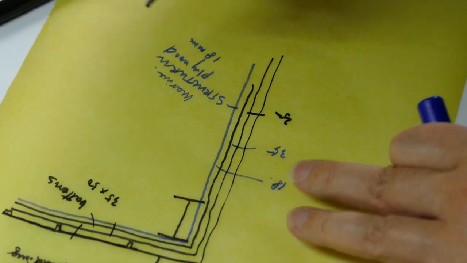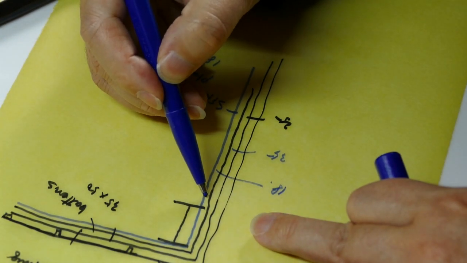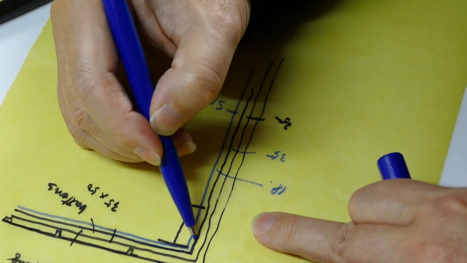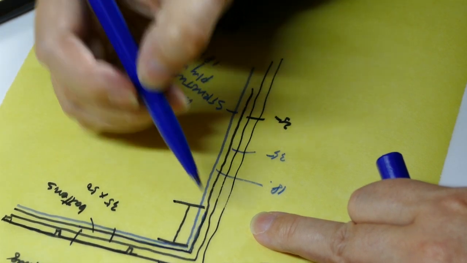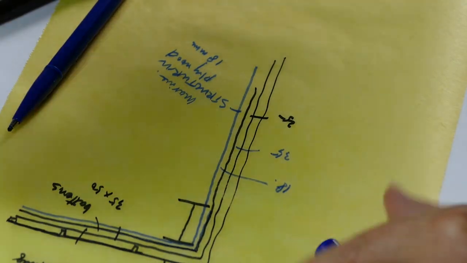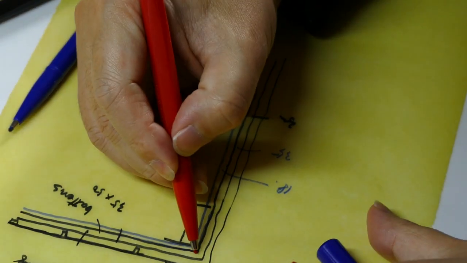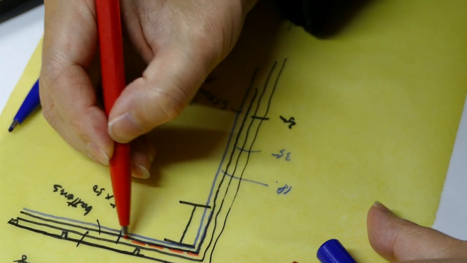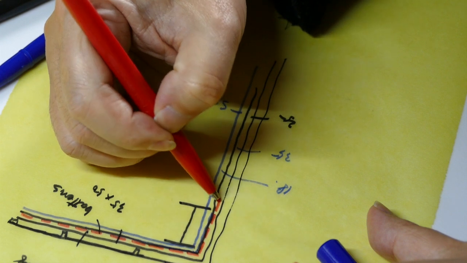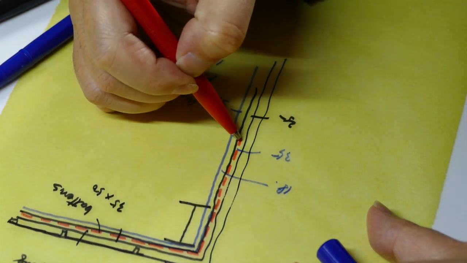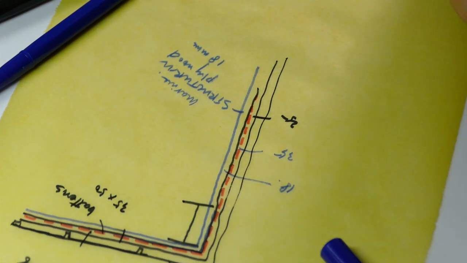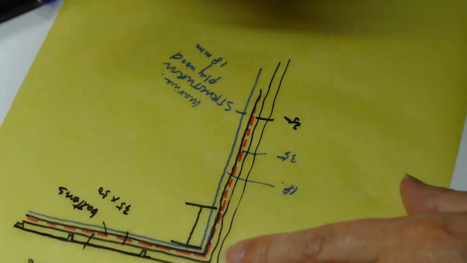Between the structural ply and the battens, we need to put the sarking. I'll just draw more dotted lines. So you can see the red dashed line is the sarking.